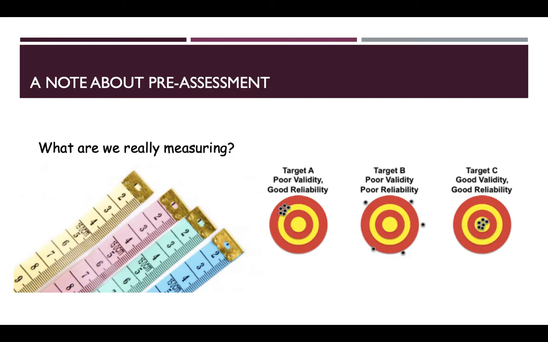I'm going to just quickly review these so that we have a really good knowledge of what we're looking for. Now, on a bullseye, clearly where we want to hit is the center, which is called the bullseye here. So in order to be valid, that means we are measuring what we want to be measuring.